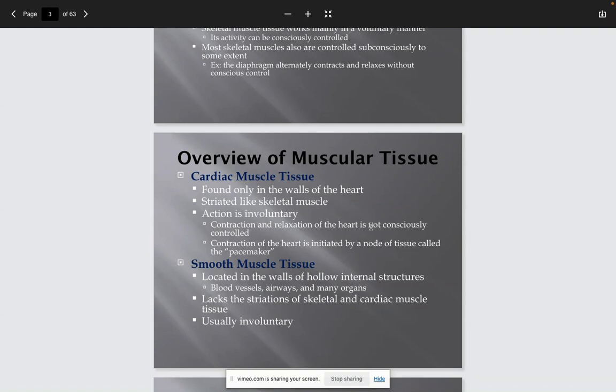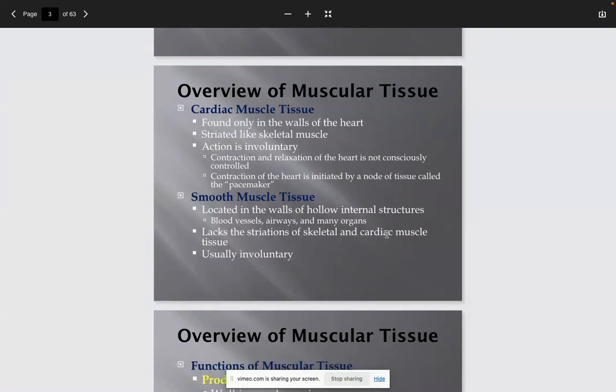So smooth muscle tissue, again, is going to line the hollow organs such as the intestines. It lacks the striations of skeletal and cardiac muscle. It's involuntary. It's going to be found in hollow internal structures such as blood vessels, airways, and many organs. So the take-home points from these first two slides: know the striations, know which ones are striated, know where they're located. Are they voluntary or involuntary?